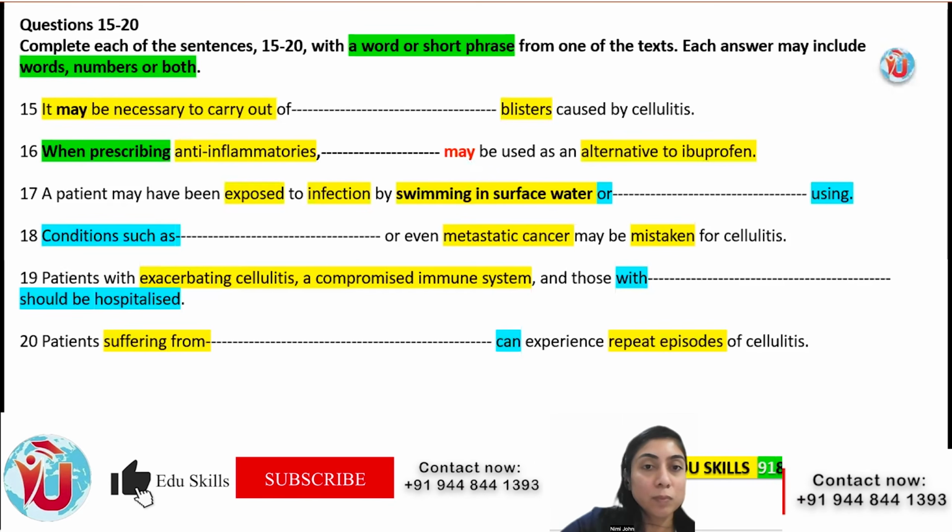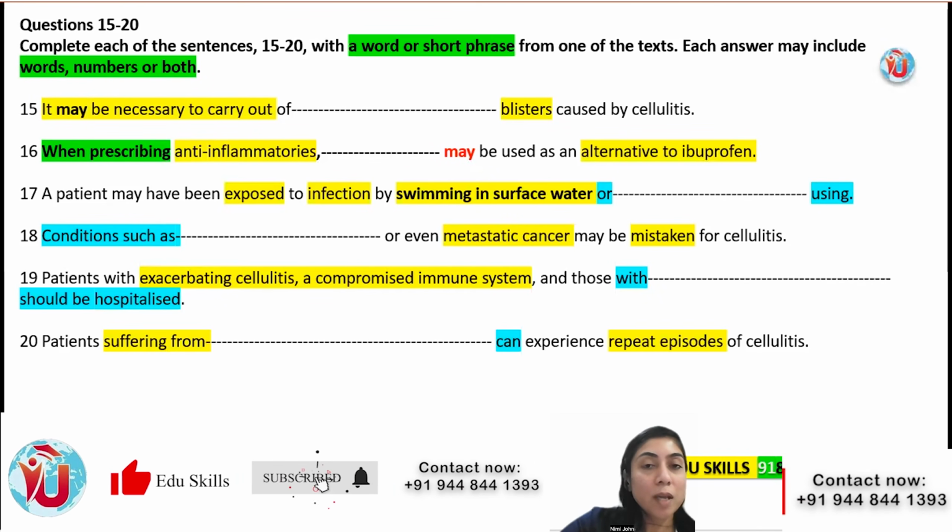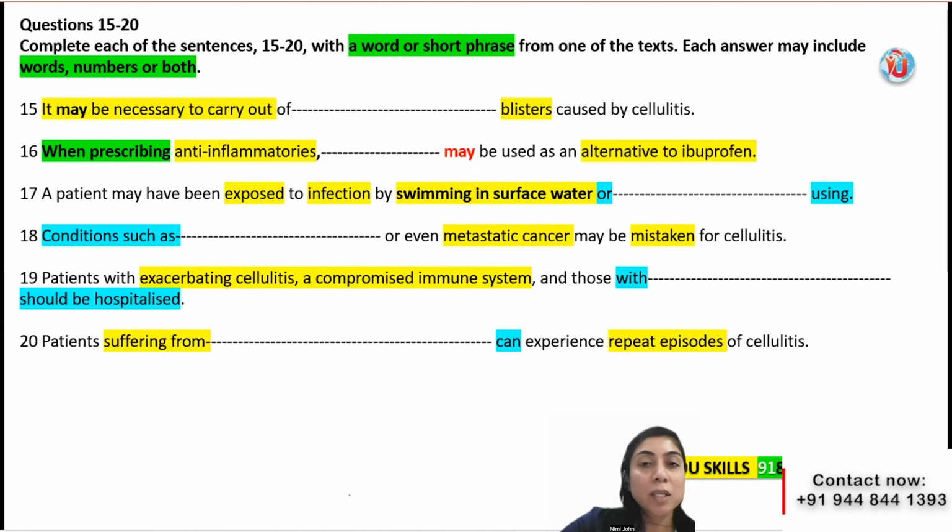Deteriorated. Facial cellulitis. Yes, there are also two or three answers coming. So facial cellulitis is the correct answer. Then the 20th one: patients suffering from dash can experience repeated episodes of cellulitis.